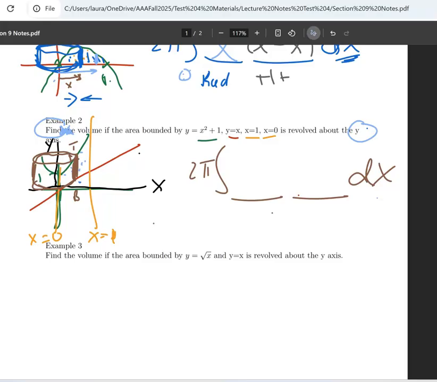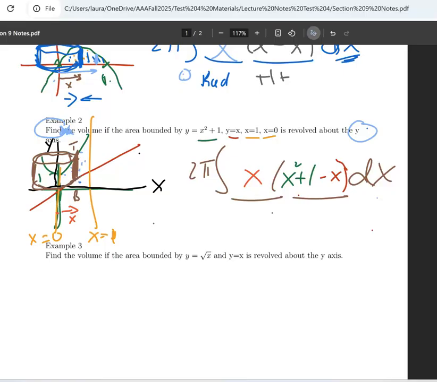So radius will be just like we talked about last time. It's going to be some x value, because the center is the y-axis. Go up to some x value, that's the radius. Then the height. This one's a little more tricky. So the height of this brown rectangle here, top minus bottom. So it's going to be the green parabola, the x squared plus 1. Subtract off the red line minus x. And so all of that is the height.